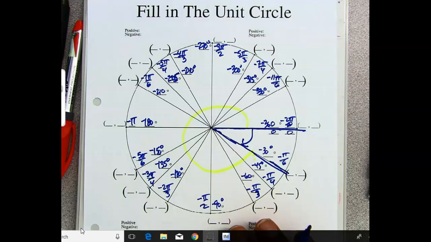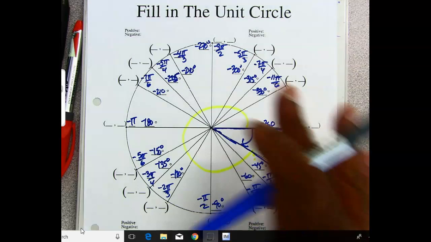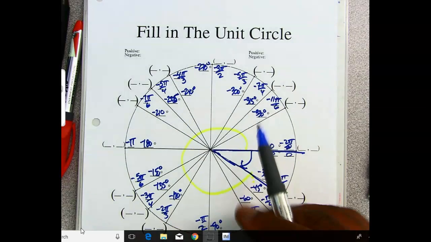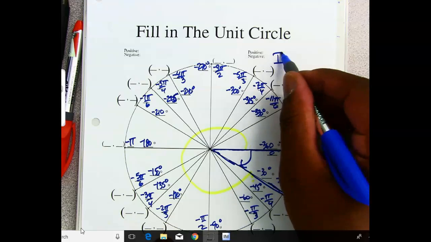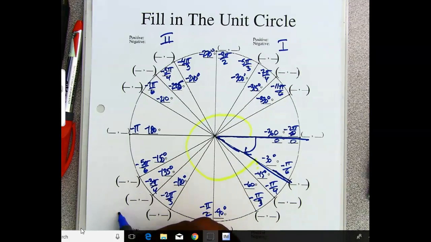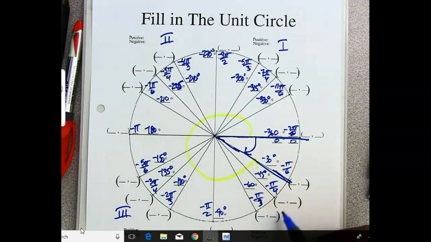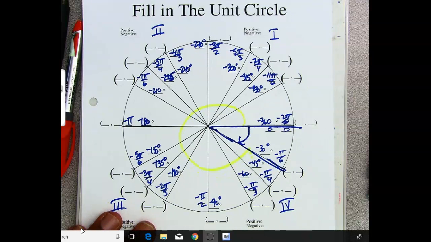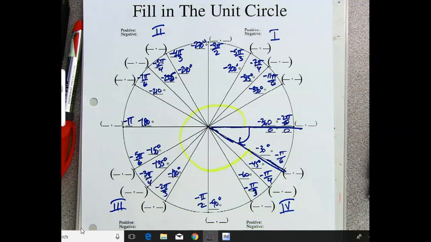Your quiz today will not necessarily be on all of this, but if I gave you something like negative 5 pi over 4, I might ask you what quadrant it's in. By the way, our quadrants: this is quadrant 1, quadrant 2, quadrant 3, and quadrant 4. So I may ask you, in standard position, what quadrant is this angle in?